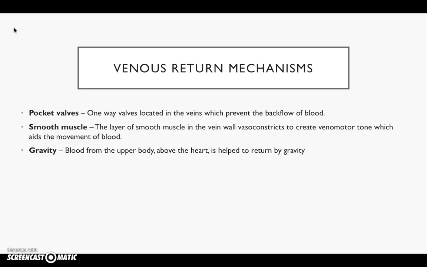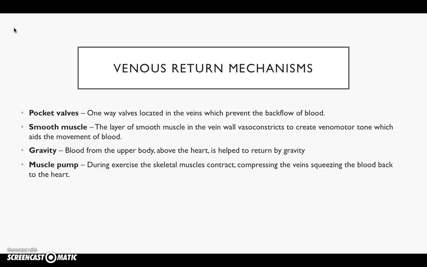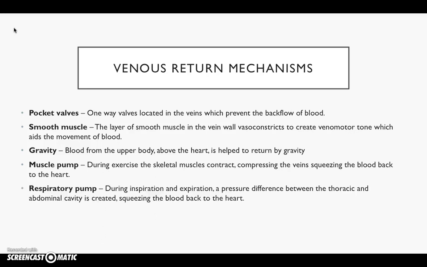Gravity is a mechanism that helps with venous return. So blood from the upper body above the heart is helped to return to the heart via gravity. Then we have something called a muscle pump. So during exercise, the skeletal muscles contract, compressing the veins, squeezing the blood back to the heart. Respiratory pump is the last one. So during inspiration and expiration, a pressure difference between the thoracic and abdominal cavity is created, squeezing the blood back to the heart. So these 5 things here help aid with venous return.